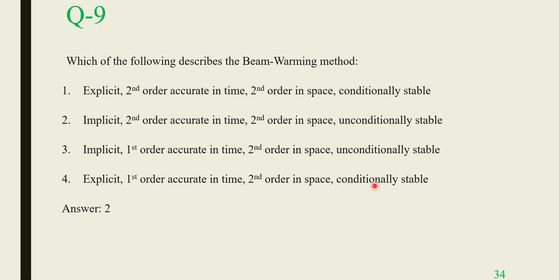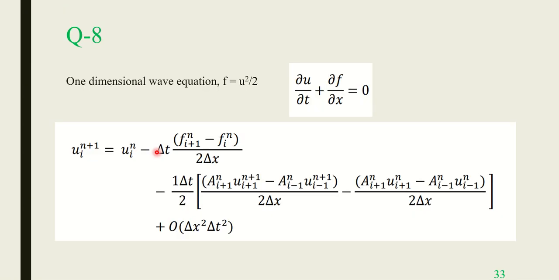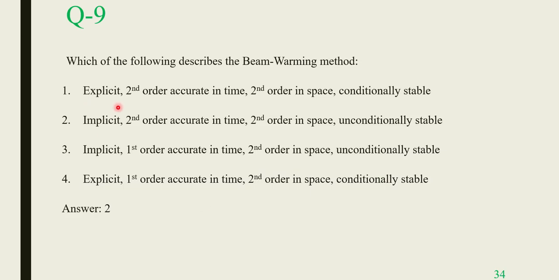We know that beam warming scheme is an implicit method, so option 1 and option 4 become wrong. And we know it is second order accurate in time and second order accurate in space. So option 2 is the right answer, because in option 3 it is given first order accurate in time, whereas the real beam warming scheme is second order accurate in space and time. So implicit, second order accurate in time, second order accurate in space, and also it is unconditionally stable.